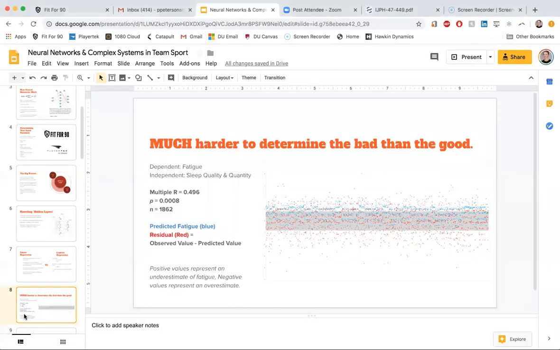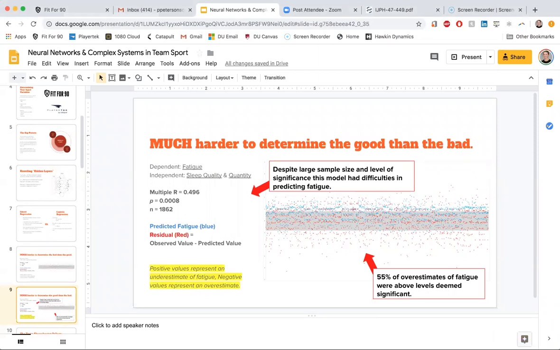So even with this large sample size and this level of significance, this model had difficulties in predicting fatigue. 55% of overestimates were above levels deemed significant. So that's a huge number, right? That means over the course of those 11 weeks of our sample size of about 30 guys, 55% of the times where our model said, hey, these guys are going to be canned, they were actually all right and ready to go, outside of the predicted range here, this ab line.